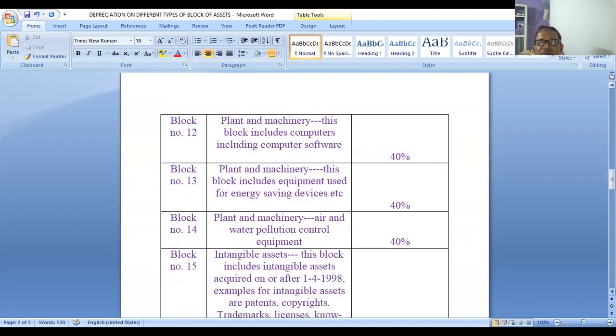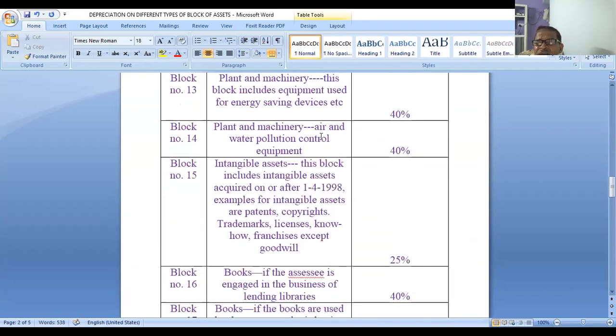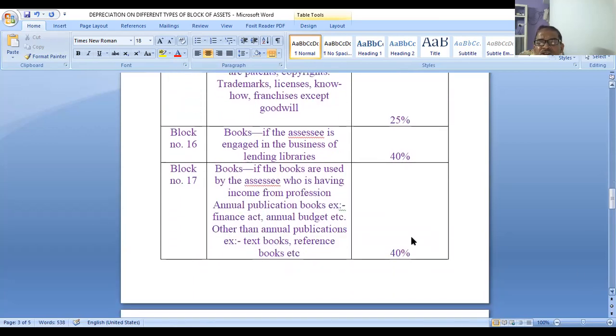In block number 14, plant and machinery, air and water pollution control equipment. On that equipment, you have to calculate 40% depreciation. Block number 15, intangible assets purchased after 1st April 1998, except goodwill. No depreciation on goodwill. You have to calculate 25%. Block number 16, books, if the assessee is engaged in the business of running lending libraries, 40%.